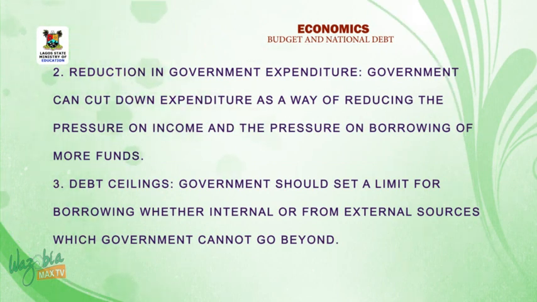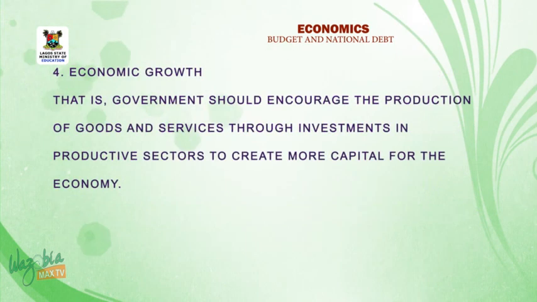Government can cut down expenditure as a way of reducing the pressure on income and the pressure on borrowing more funds. 3. Debt ceilings. That is, government should set a limit for borrowing, whether internal or from external sources, which government cannot go beyond. And 4. Economic growth. That is, government should encourage production of goods and services through investments in productive sectors to create more capital for the economy.